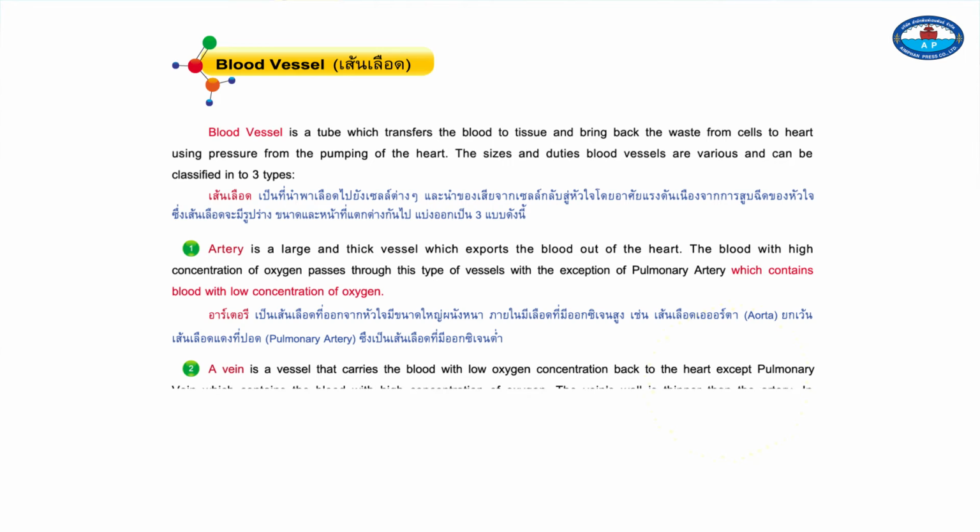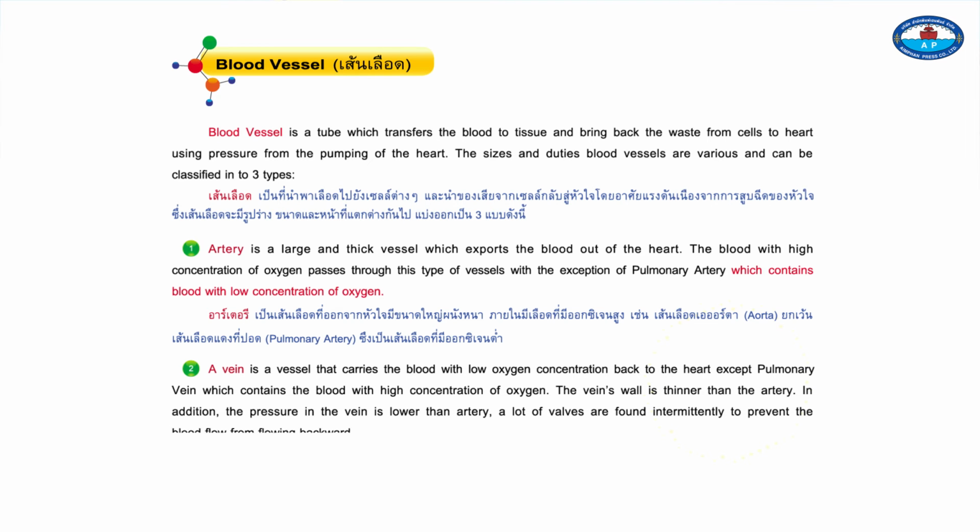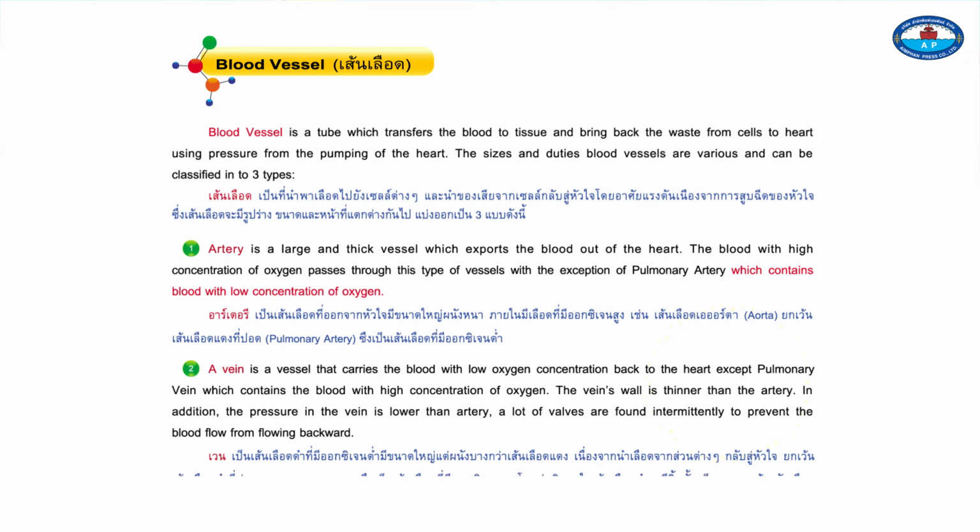2. A vein is a vessel that carries the blood with low oxygen concentration back to the heart, except the pulmonary vein, which contains the blood with high concentration of oxygen. The vein's wall is thinner than an artery. In addition, the pressure in the vein is lower than an artery. A lot of valves are found intermittently to prevent the blood from flowing backward.